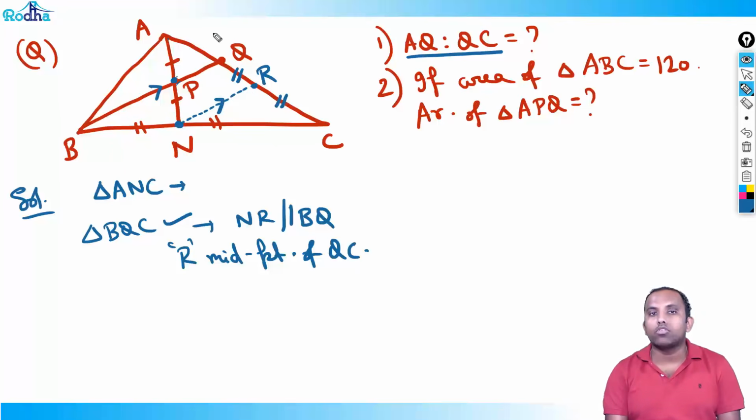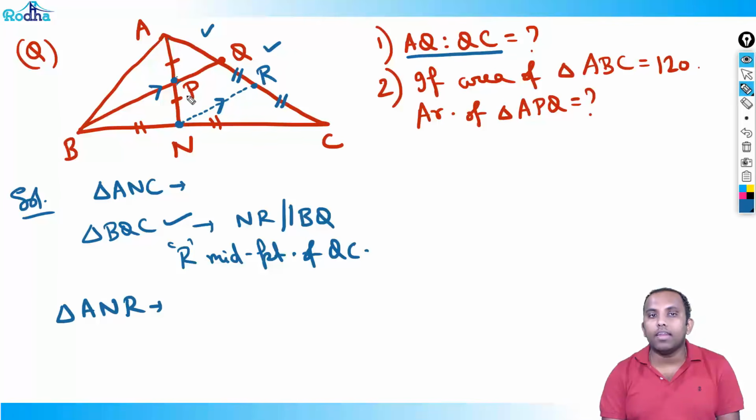We're trying to connect AQ to QC. So QR and RC are equal, right? Fine. I need to connect AQ with QR. See, you can look at this triangle ANR. Look at this triangle ANR now.